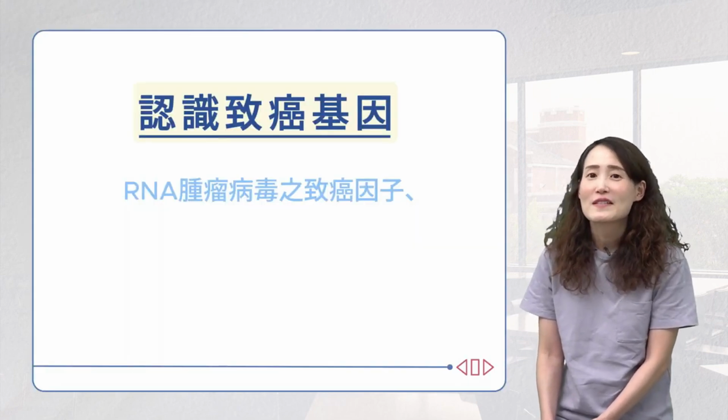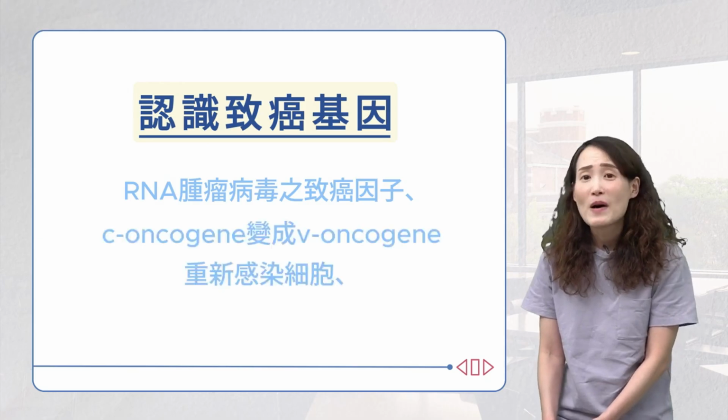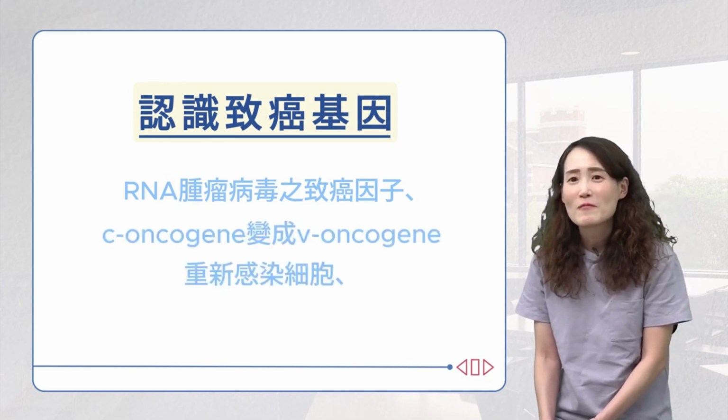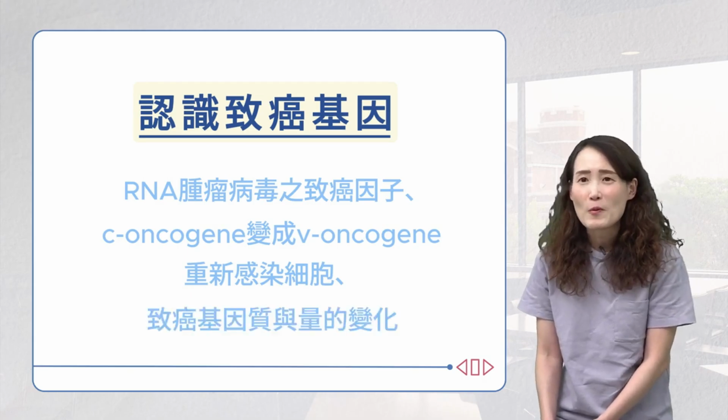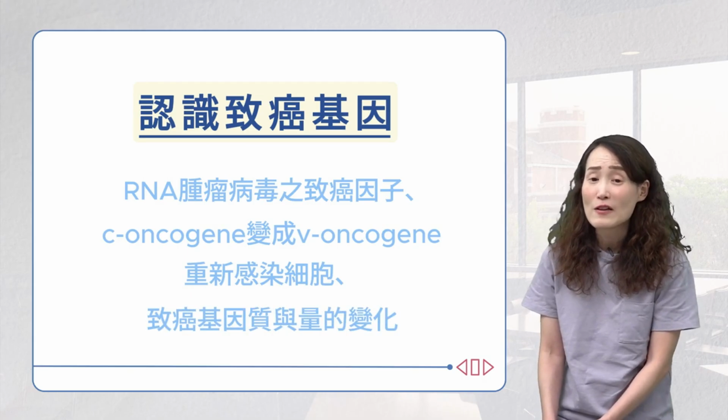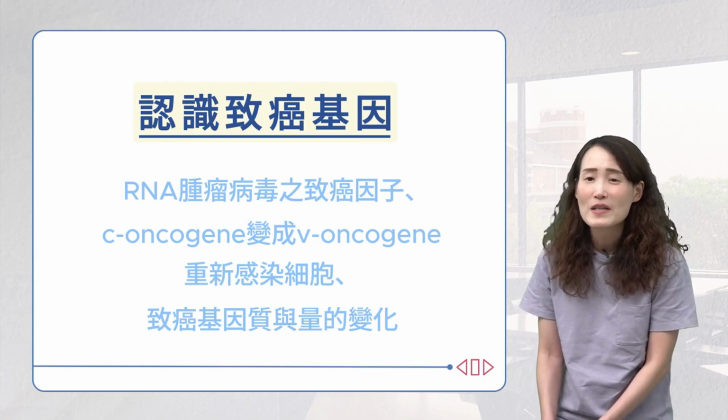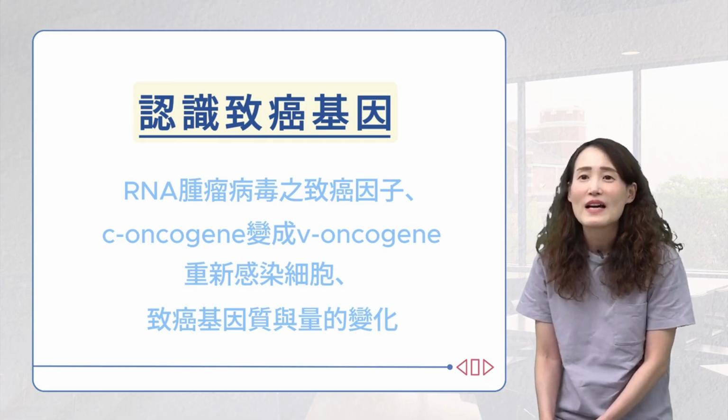What are the carcinogenic factors of RNA tumor viruses? How do the oncogenes in cells become V-oncogenes in viruses that reinfect cells? We will also introduce carcinogenic genes, which may be divided into two types of changes. One is quantitative and the other is qualitative change. That is, changes in quality and changes in amount.